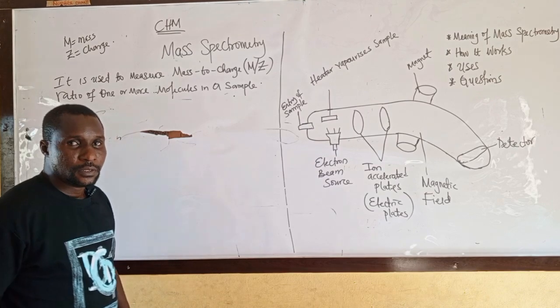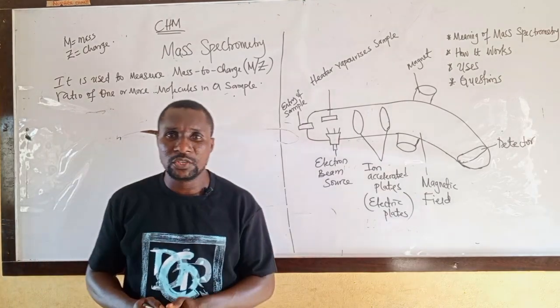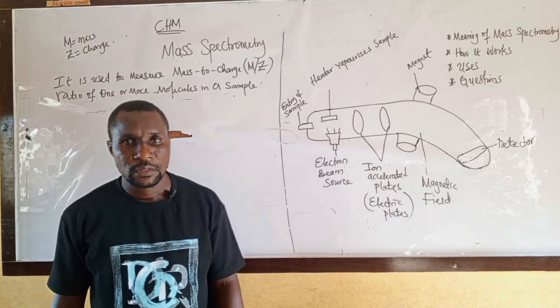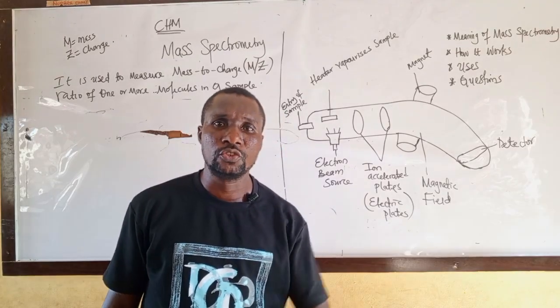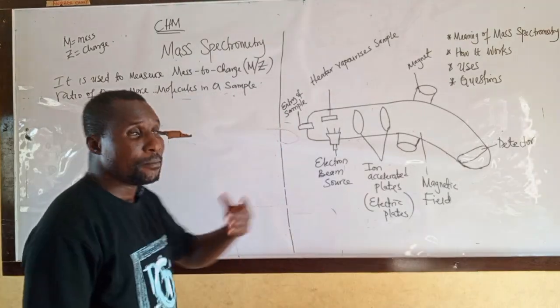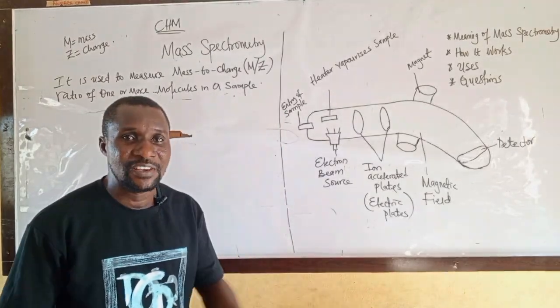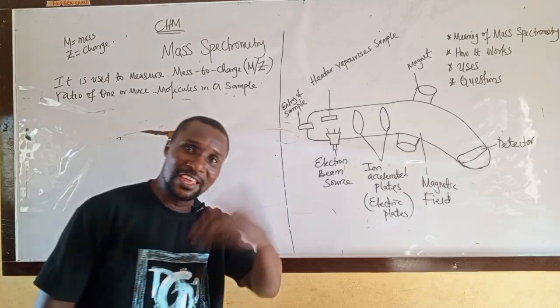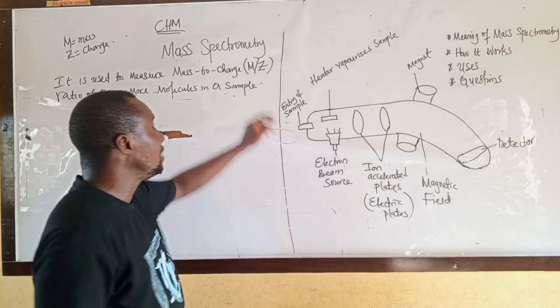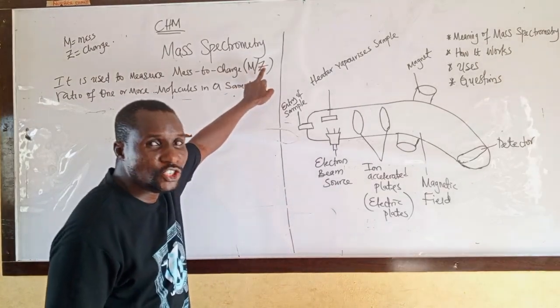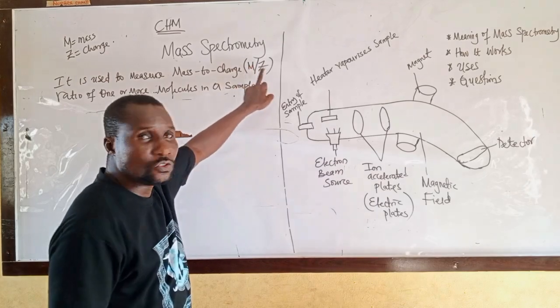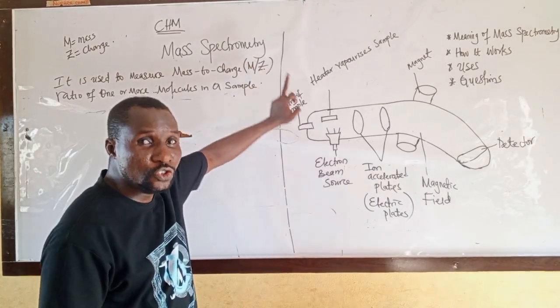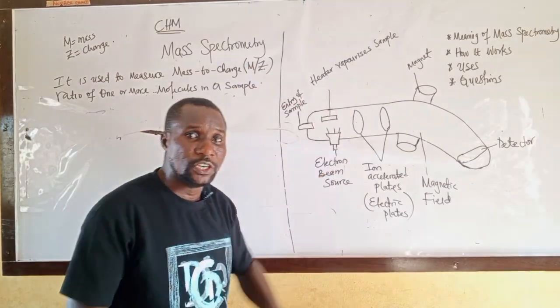Is that in your JUPEB question 215? A mass spectrometer is used to measure what? We have mass to charge ratio, we have charge to mass ratio. They gave two options, and the answer is mass to charge ratio. It is used to measure mass to charge ratio.